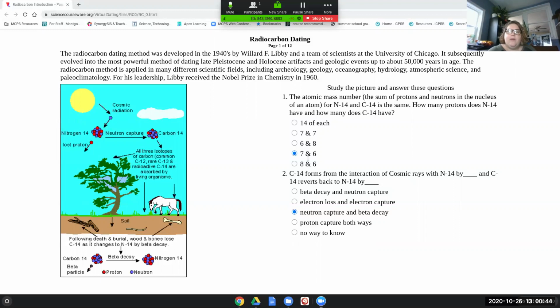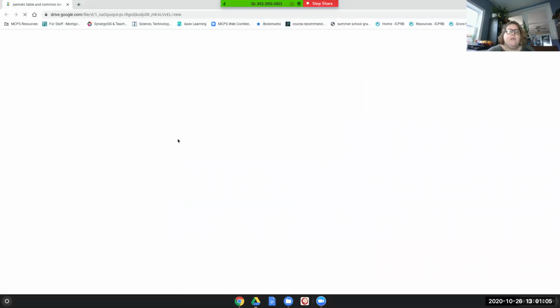So we're reviewing the web page for radiocarbon dating. And the way you know how to answer number 1 is it starts with how many protons N14 and carbon-14 have. You don't need to know what any of this other information is. Just look at your periodic table. So I open my periodic table. I find nitrogen and its atomic number. That will tell me the protons.